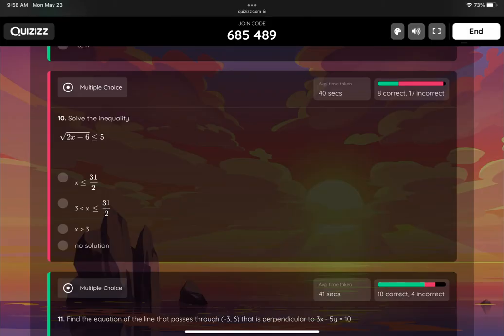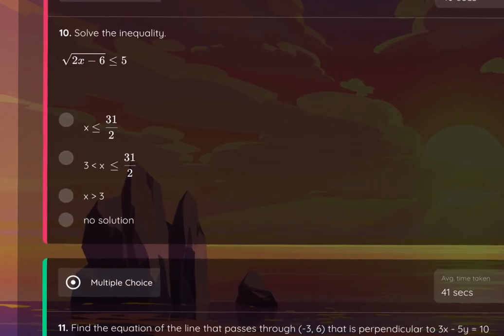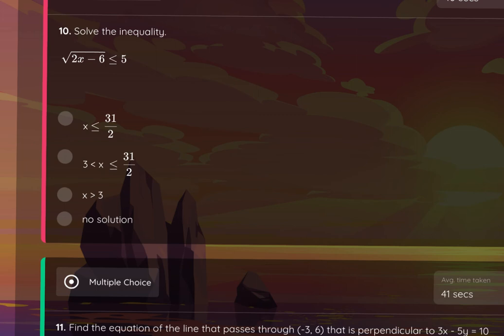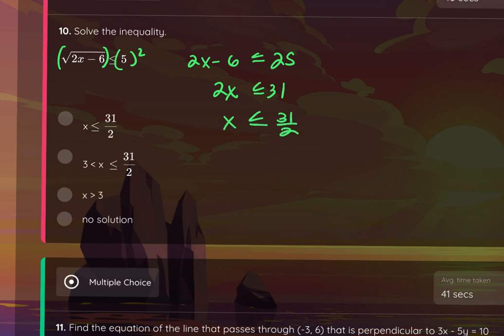This was the one most missed, okay? This says solve the inequality, right? Because it's an inequality, it's going to have one side. If I square both sides of this, to get rid of the square root, I get 2x minus 6 is less than or equal to 25, okay? And then I keep going. I would add the 6, 31. Divide by 2, it's 31 over 2. But because it's a square root, it has a natural lower bound because it's got a domain restriction. Whatever's underneath that square root has to be greater than or equal to 0, because it can't be negative.